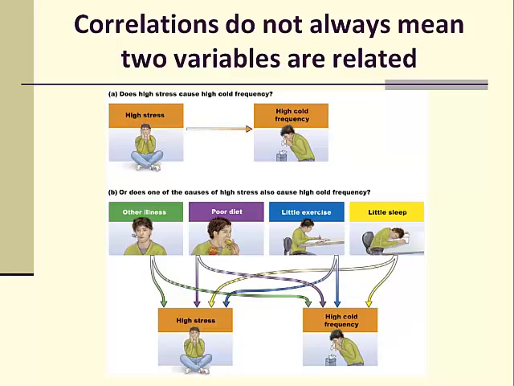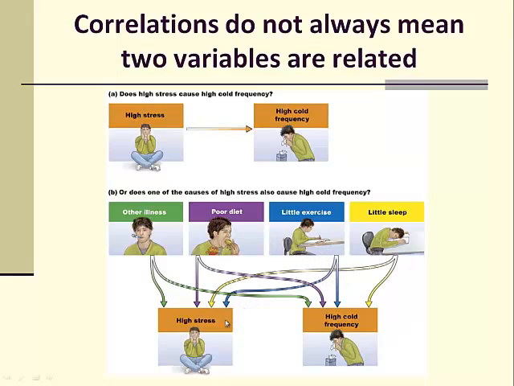But what we need to consider is that sometimes other things could be contributing to both of the variables that appear to be correlated. For instance, the person could have another illness of some type, and as we look at the bottom part of our figure here, the other illness contributes to the high stress, and it also contributes to the high cold frequency. Or perhaps the person's eating a poor diet. They're a college student and they aren't taking time to eat nutritious meals, and so that contributes to stress, and that also contributes to high cold frequency.